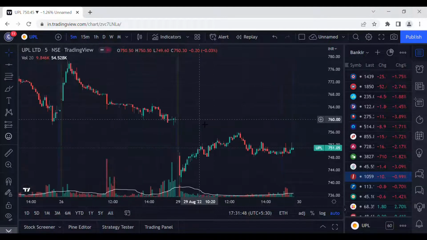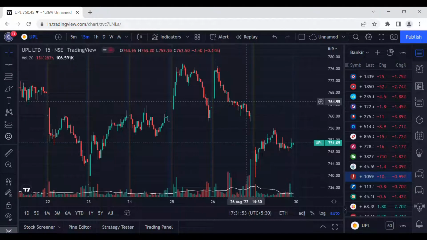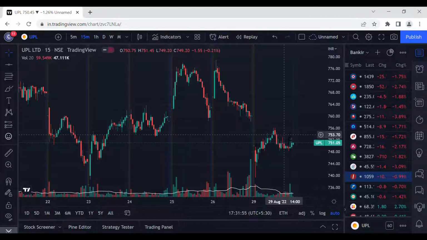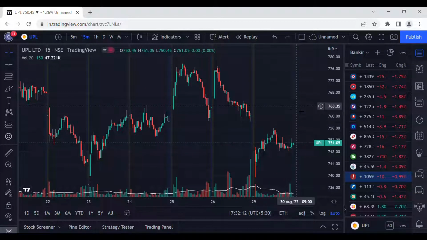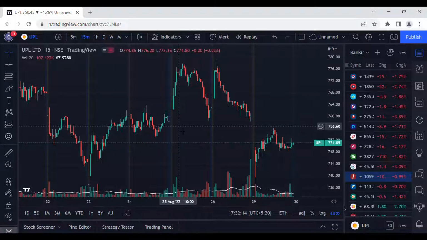So this is completely a wrong trade. Without a proper analysis, I have taken this. See here, it formed a swing low. I took this as a resistance, considering this as resistance, but I did not make a proper analysis. So UPL is completely a wrong trade.